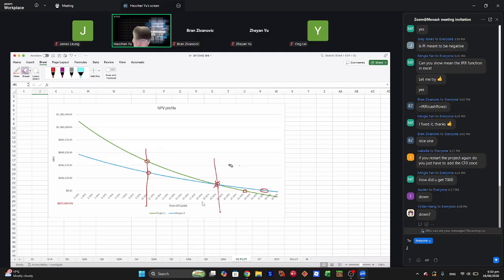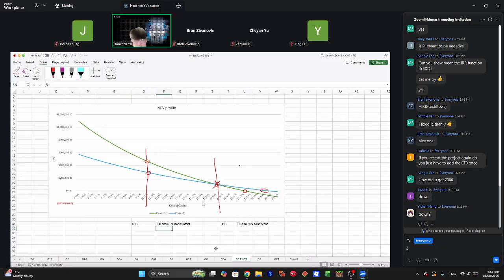So the right-hand side, IRR and NPV are consistent. From the right-hand side up to this point, IRR and NPV will give you the same decision, the same conclusion. But on the left-hand side here, IRR and NPV are inconsistent. That's the key conclusion we can get from the NPV profile.